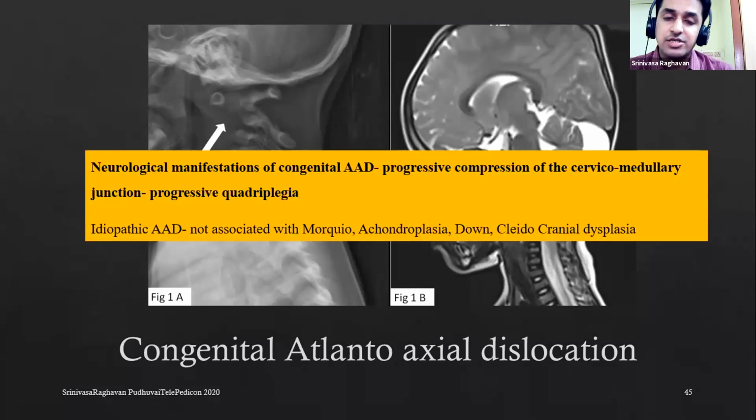Neurological manifestations in an idiopathic atlantoaxial dislocation can present with progressive compression of the cervicomedullary junction that can mimic progressive quadriplegia. And the progression is so slow that it will be like cerebral palsy. And atlantoaxial dislocation need not always be associated with syndromes like Morquio, achondroplasia, Down's or cleidocranial dysplasia. Idiopathic AAD is also known.